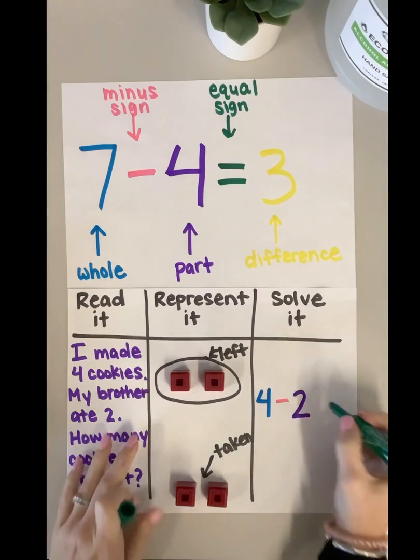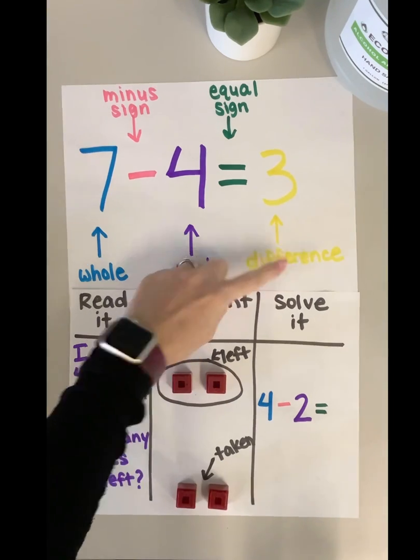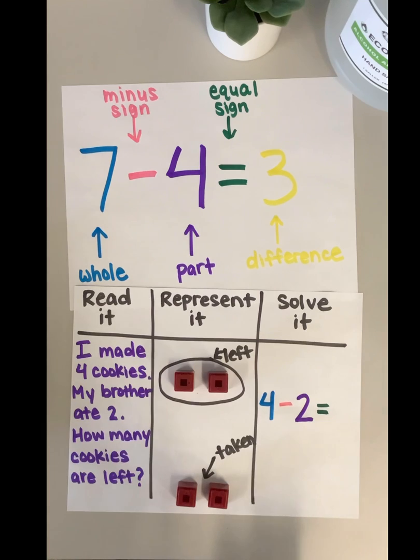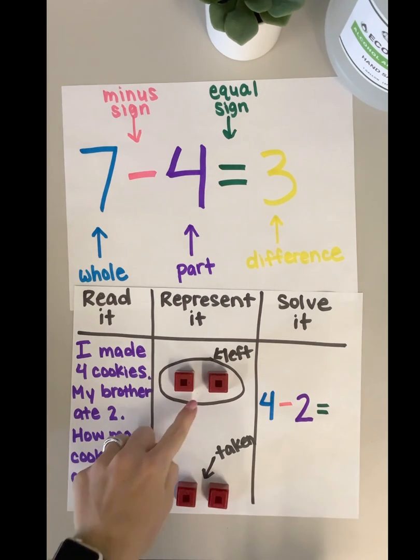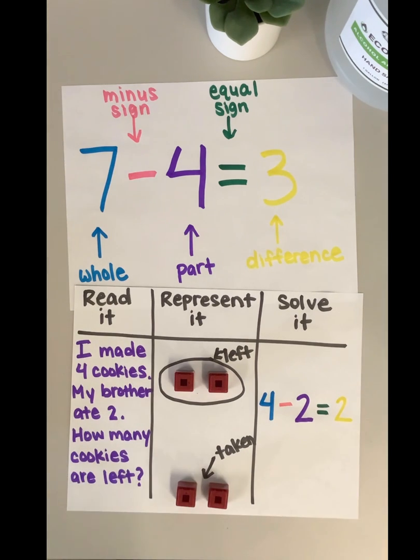So 2 is my part. Okay, I need my sign so that I know I can solve it. And my answer is how many are left, my difference. Well, I can see right here from my representation, there are only 2 left. I circled it. 2. Now, I put each part of the subtraction problem here in my solve it column.